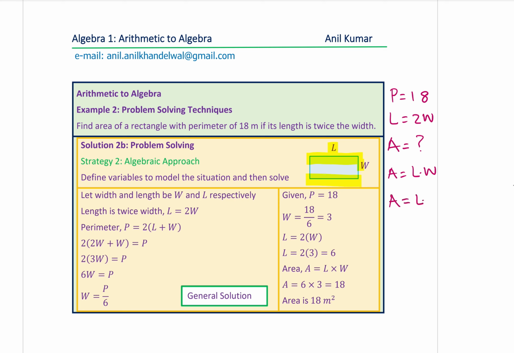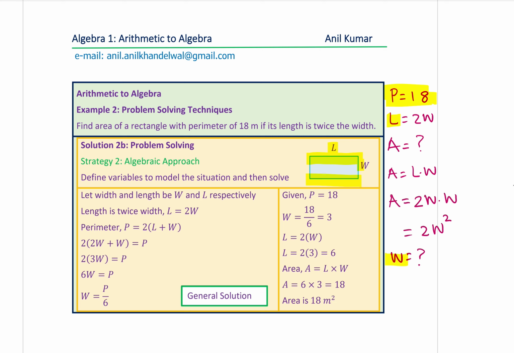Right. Now we got all this. Can you now figure out what could be the area of this rectangle and how do we find it? Well, you guessed it. The solution is right before you. First, let's define variables for the width and the length. So we'll say W for width, L for length. We also know length is twice the width, so we have written that down.